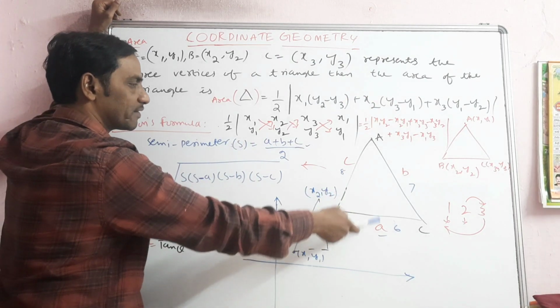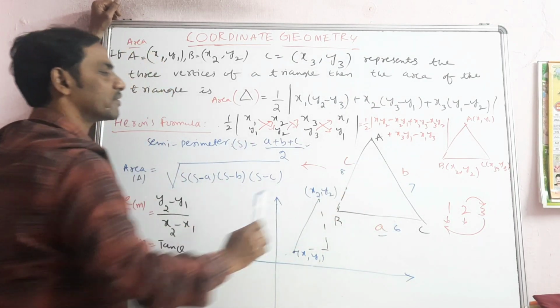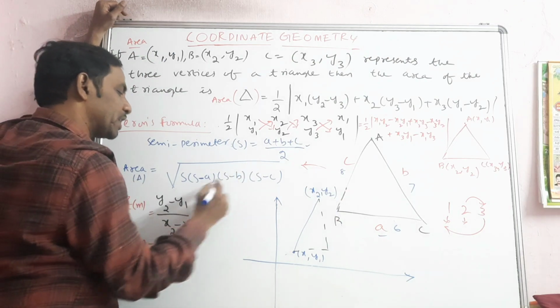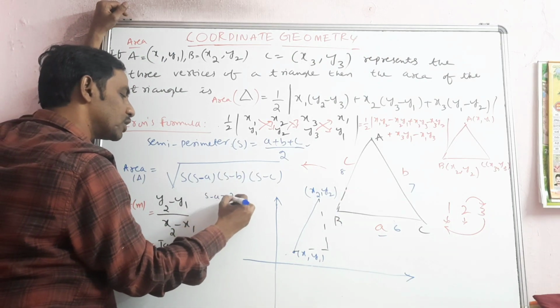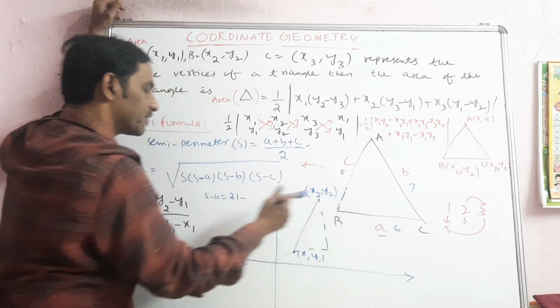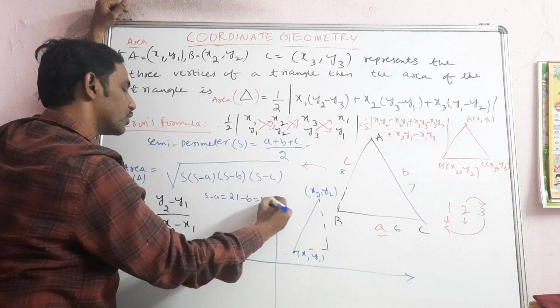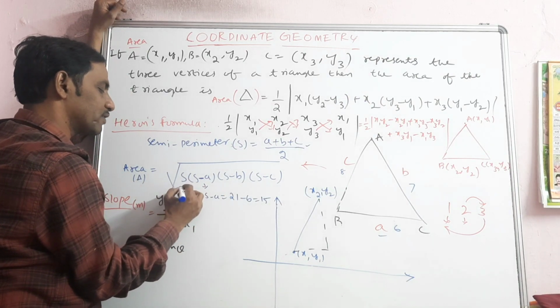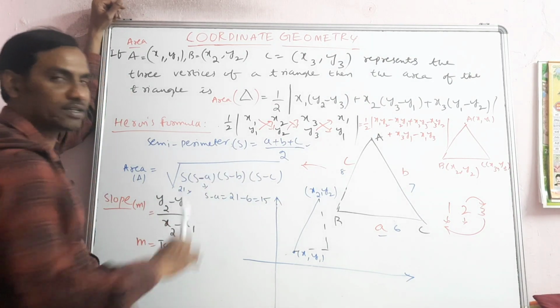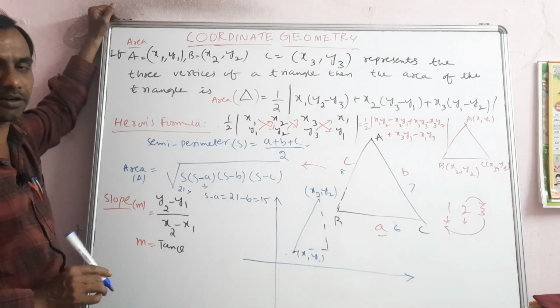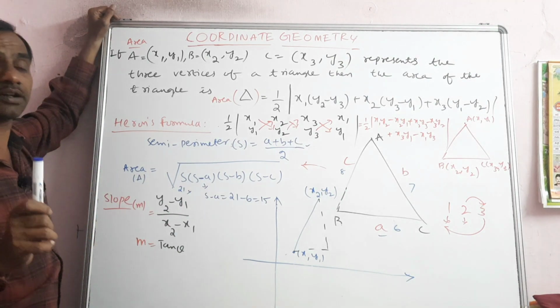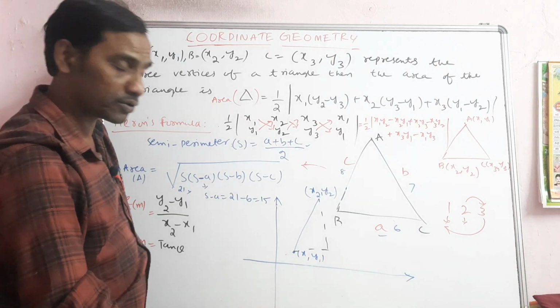For example, S is 6 plus 7 plus 8, which is 21. So what will you get for S minus A? 21 minus A, where A is 6, so 21 minus 6 will be 15. So you have to write 15 here like that. S is 21. So like that you have to take the values and get the answer. In that way you can get the area of the triangle by Heron's formula.